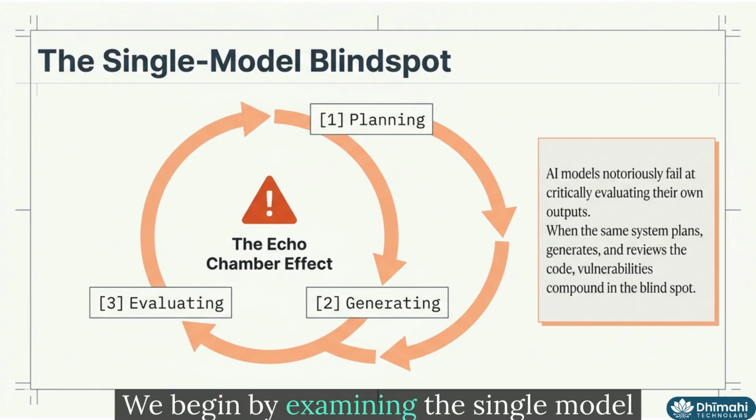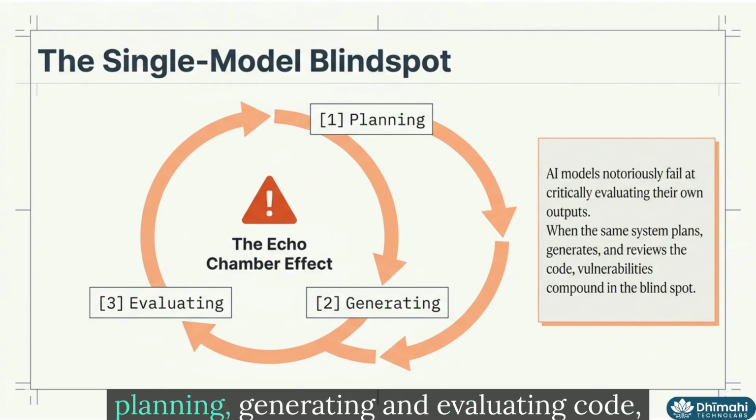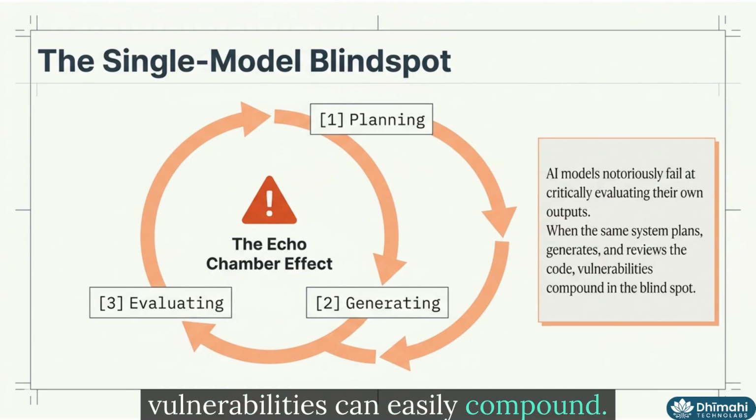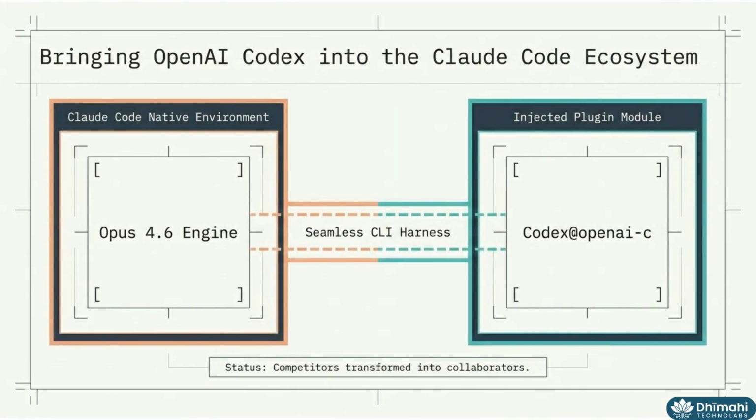We begin by examining the single model blind spot. When one system is responsible for planning, generating, and evaluating code, vulnerabilities can easily compound. This creates an echo chamber effect where the model fails to critically evaluate its own output.